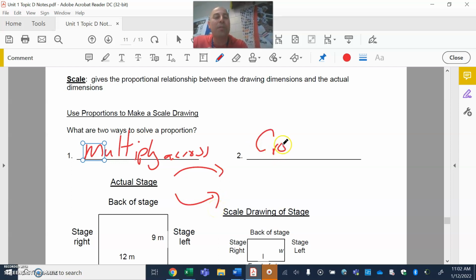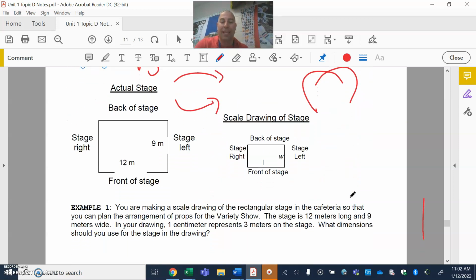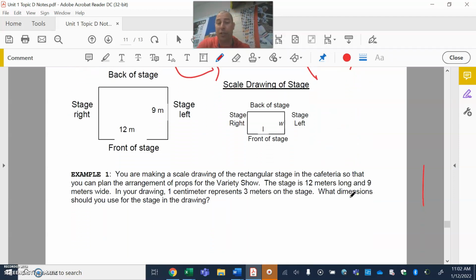Or we have our cross products. Remember, the multiplying across is faster, more efficient. It doesn't always work. Cross products, that does always work, but takes a little bit longer. So it just depends on your situation. So let's get to one of these questions, and we'll show you what we're dealing with here.